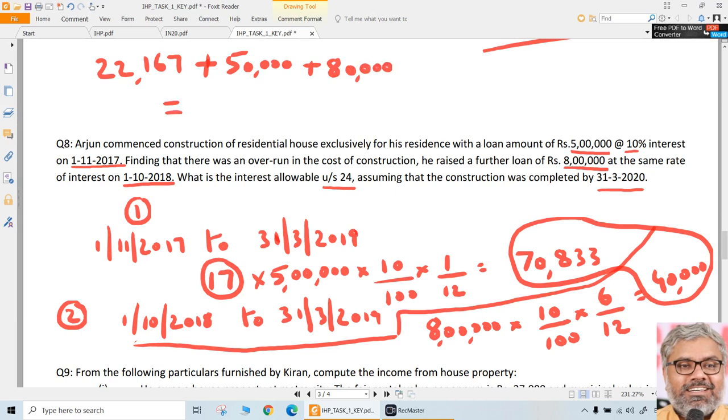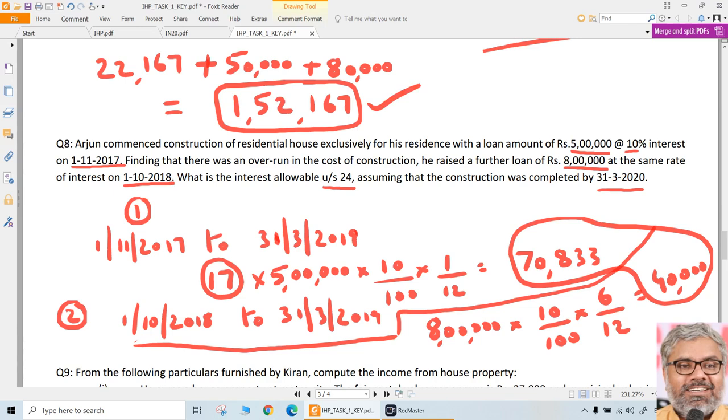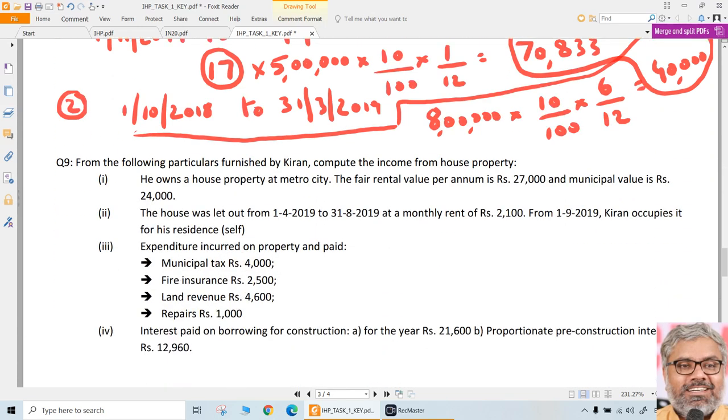Because nothing has been mentioned about repayment of the loan, the entire loan is deemed to be outstanding and full year interest related to the previous year 2019-20 shall be allowed as deduction as post-construction interest. So 50,000 plus 80,000 plus 22,167. The final answer for this question is 1,52,167. That is the total amount of deduction that Arjun can claim. Though it is exclusively for his residence, it is okay because the amount of deduction is less than 2 lakhs. So the answer is 1,52,167. That is for question number 8.